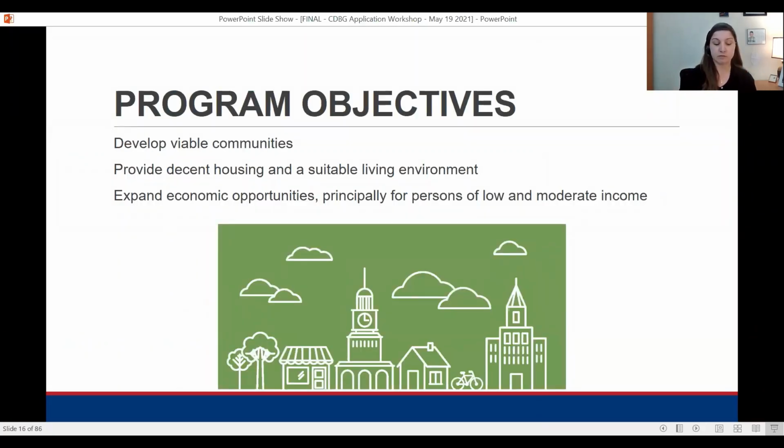So CDBG was established to address unique community development needs. It was established under the Housing and Community Development Act of 1974, and formula grants are provided to entitlement communities and to states on an annual basis. The primary statutory objectives of CDBG are to, 1, develop viable communities, 2, provide decent housing in a suitable living environment, and then to expand economic opportunities, principally for persons of low and moderate income.